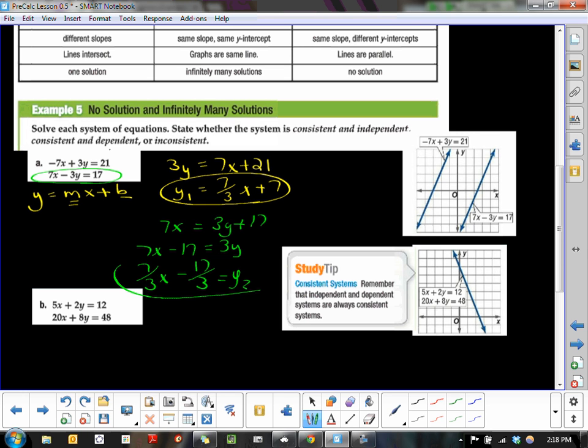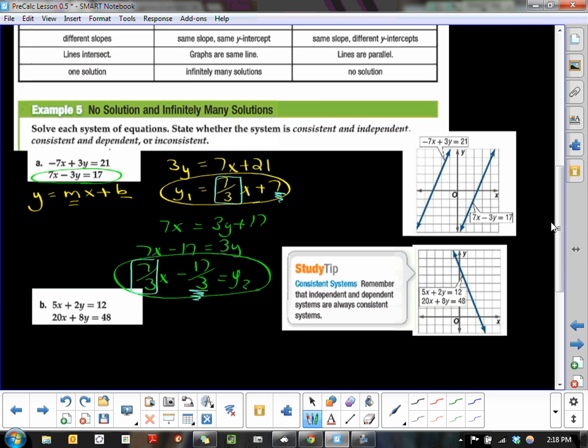Now I want to compare this equation to the first equation. So on examining these, our slopes are identical. Whenever we have identical slopes, then we've got 2 situations. They could either be coinciding lines, where one lies on top of the other, or they could be parallel lines. So now we have to examine their y-intercepts.